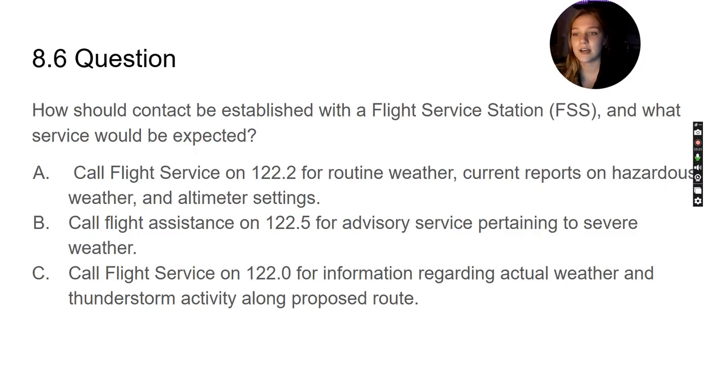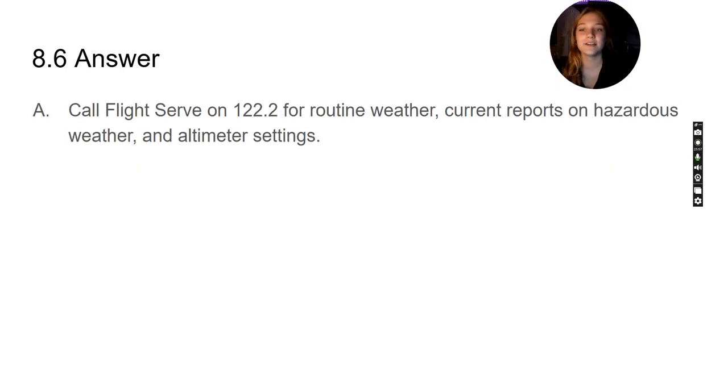Anyways, question 6. How should contact be established with an FSS, and what service would be expected? Call flight service on 122.2 for routine weather, current reports on hazardous weather and altimeter settings. Call flight assistance on 122.5 for advisory service pertaining to severe weather. Call flight service on 122 for information regarding actual weather and thunderstorm activity along proposed route. So the answer is A. Call flight service on 122.2 for routine weather, current reports on hazardous weather and altimeter settings.